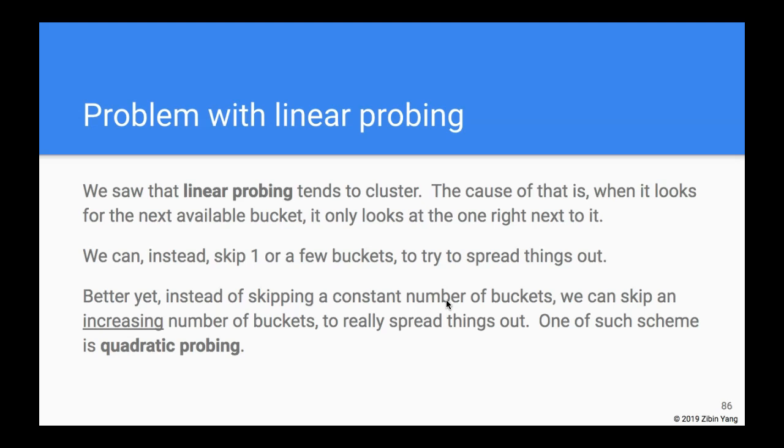One way to spread things out is to skip a bucket. We can look at every other bucket. Or how about we skip three buckets at a time, in an effort to spread things out. Even better, instead of always skipping a constant number of buckets, we can skip an increasing number of buckets to really spread things out. One way to do that is called quadratic probing.